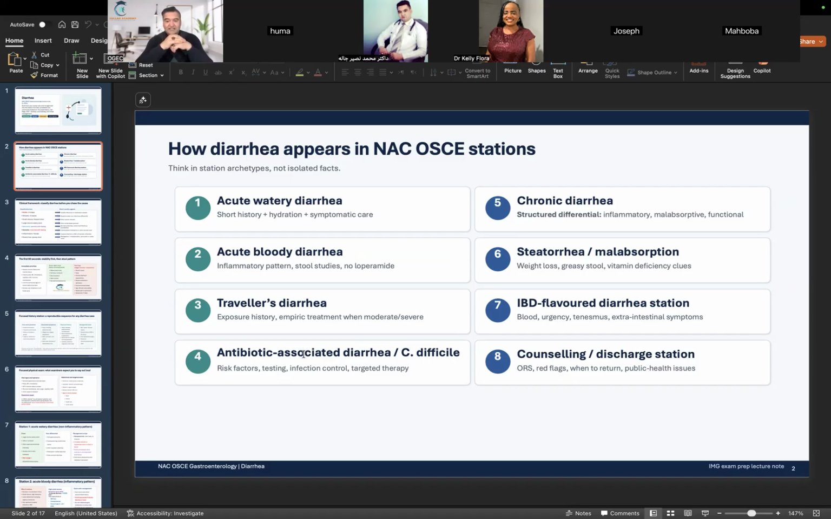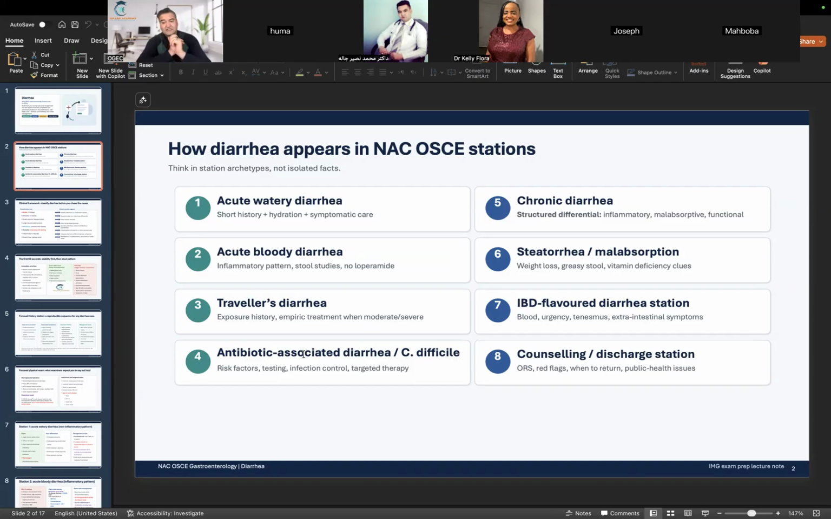IBD-flavored diarrhea station: usually the patient will have blood, urgency, tenesmus, and extraintestinal symptoms. For example, if it is Crohn's disease, the patient will have ulcers in the mouth as well.